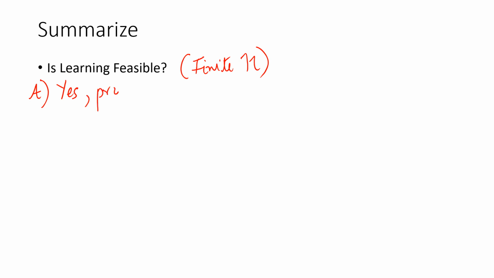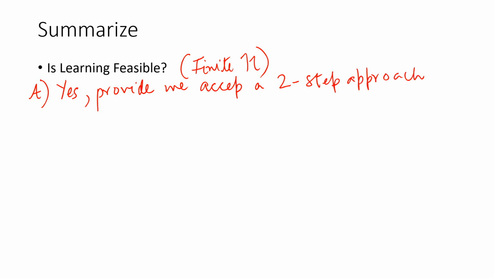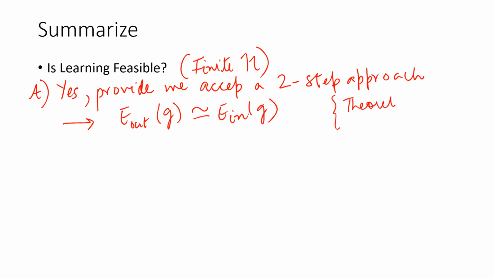provided we accept a two-step approach. And what was that two-step approach? The two-step approach was first, E out, and this is determined theoretically. So if E out is almost equal to E in of g, this needs to be done theoretically and with a high probability.